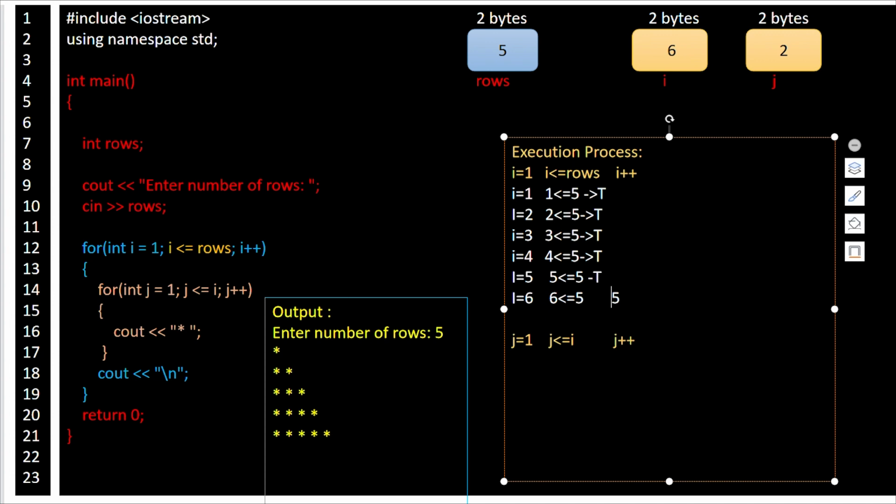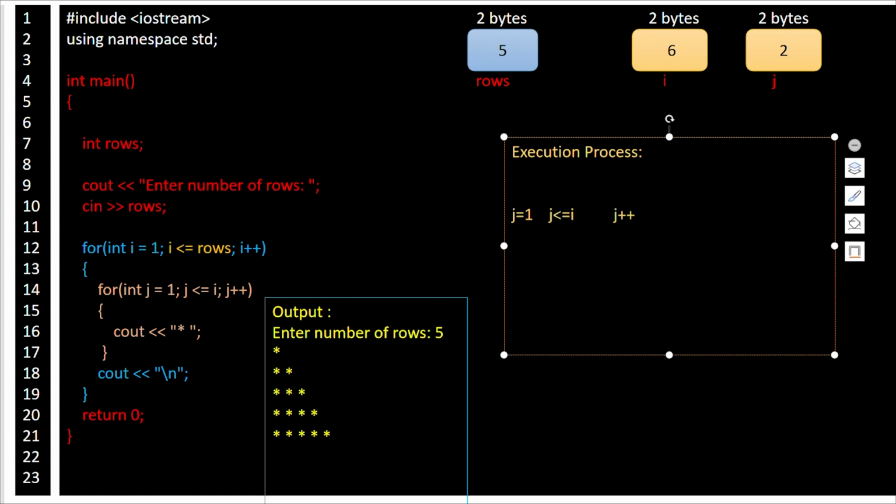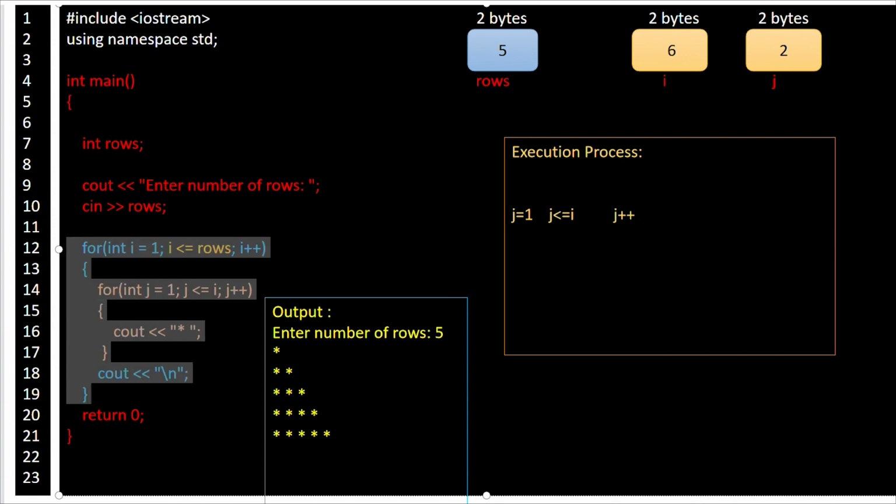Is 6 less than or equal to 5? No. 6 is not less than 5. The condition is false. And 6 is not equal to 5. Here again the condition is false. It means that our condition is totally false, and we are going to come out of this. We are going to come out of this for loop also, right? So here we are going to come out of this for loop.